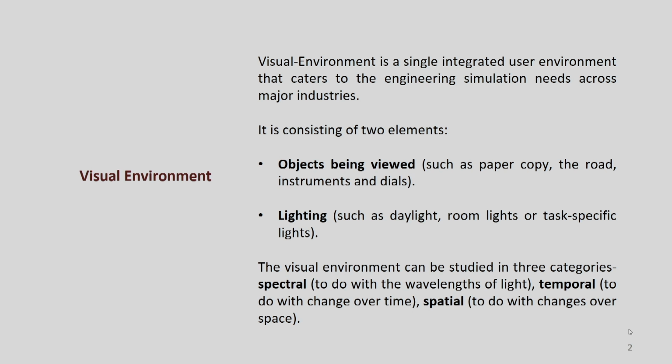It consists of two elements: one is the object being viewed, another is lighting. Suppose you are holding a particular pen. This may be the first component, that is the object you are going to view. Now, this is a pen. The second component of visual environment is the lighting. What is the source of light?